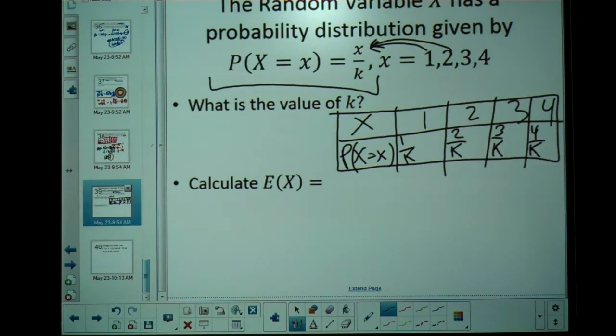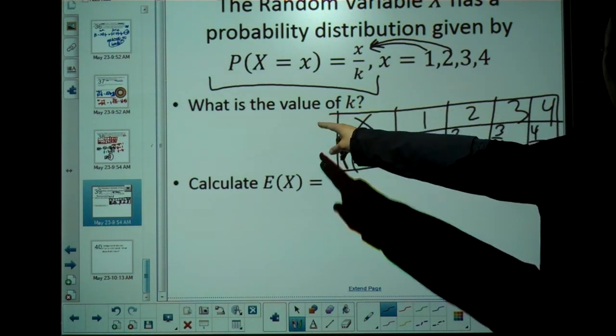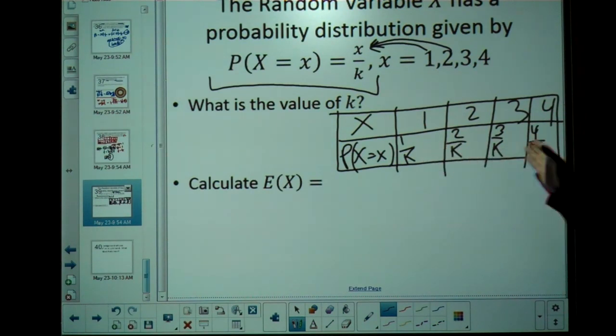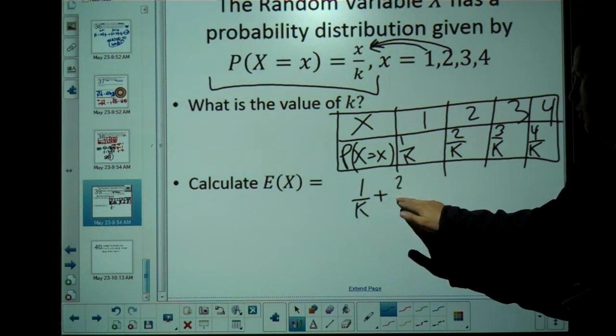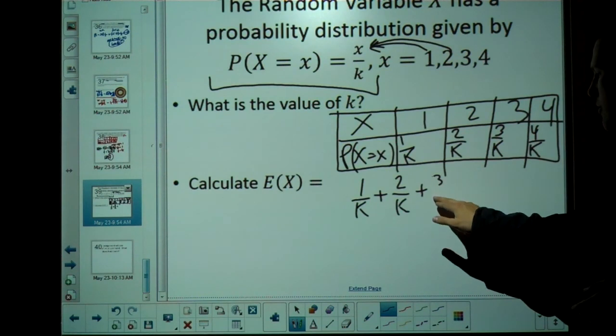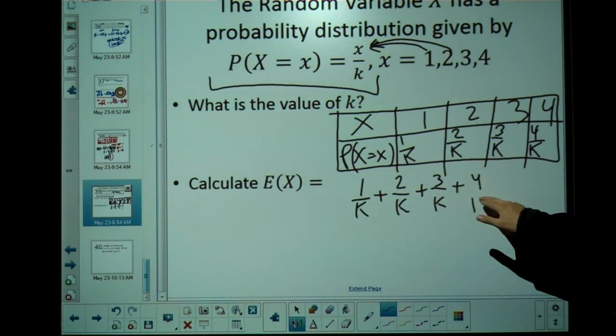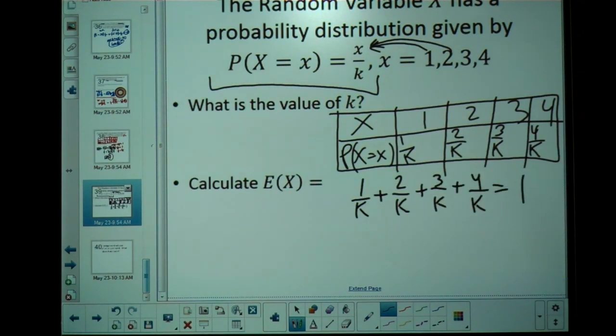So don't stop here, because those haven't really answered the question yet. We have to figure out what k is. That's what it's asking for right here, after all. So look at this. What do you know about these four numbers? I hope what you know is that they have to add up to 1, because those are the probabilities of these events. So we're going to add them up. 1 over k plus 2 over k plus 3 over k plus 4 over k, and that has to add up to 1.